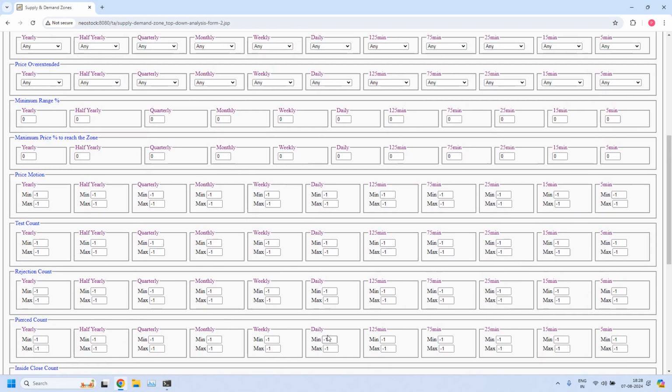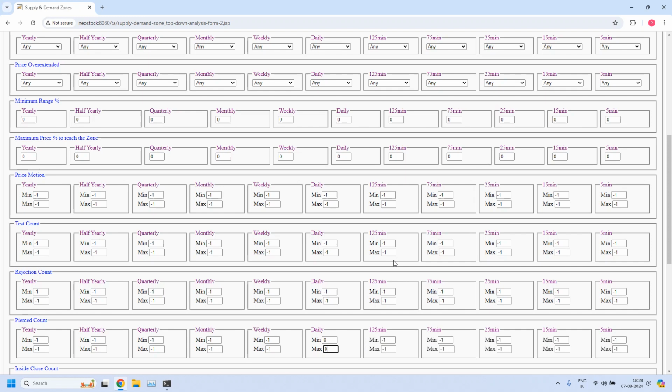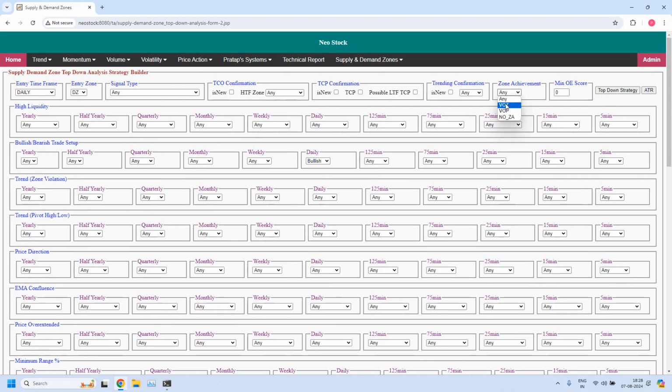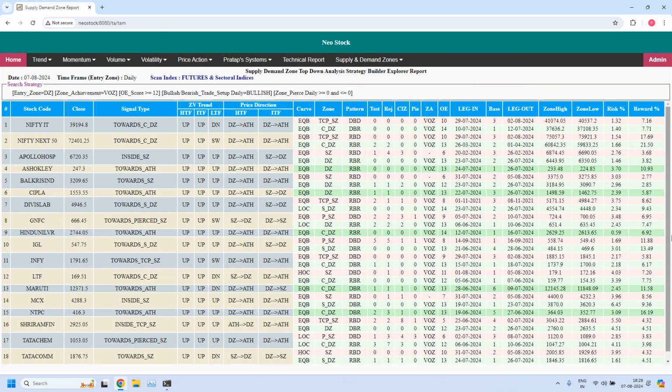So here, pierced count in the daily time frame, I am selecting minimum value 0, maximum value 0. And the zone achievement is violated opposing zone, minimum odd enhancer score should be 12. These filters are applied to the daily demand zone. With these filters, a total of 19 stocks are filtered.